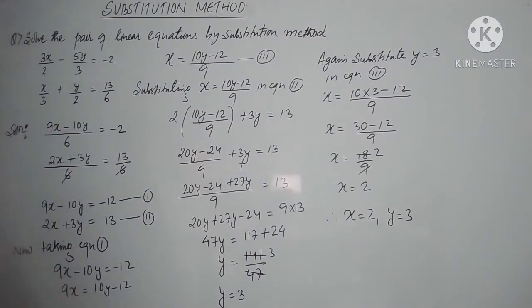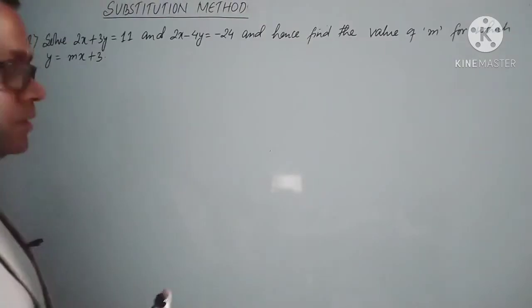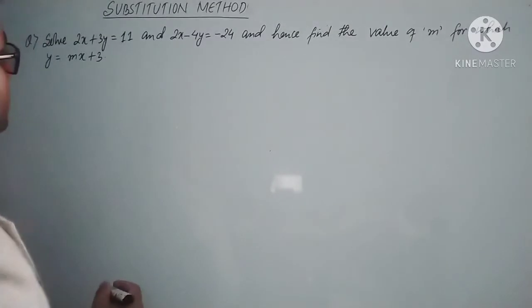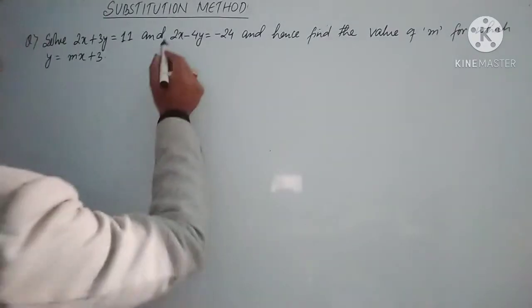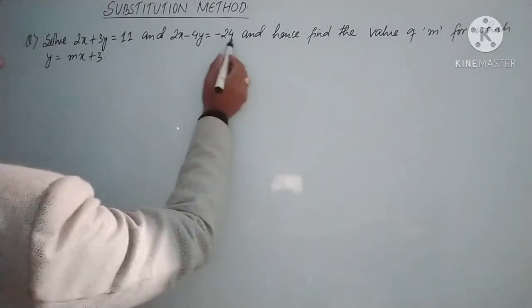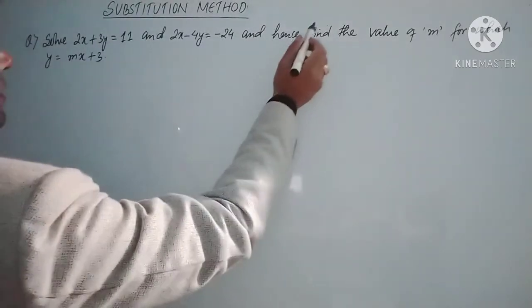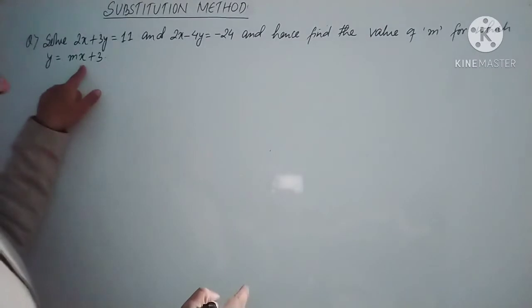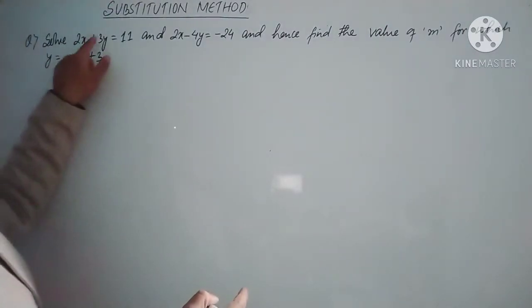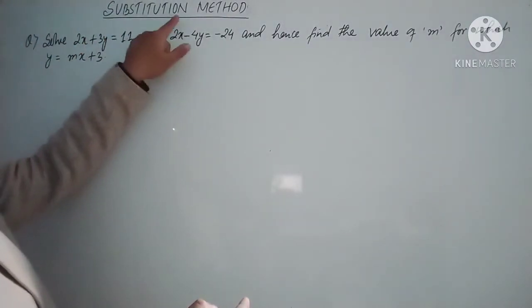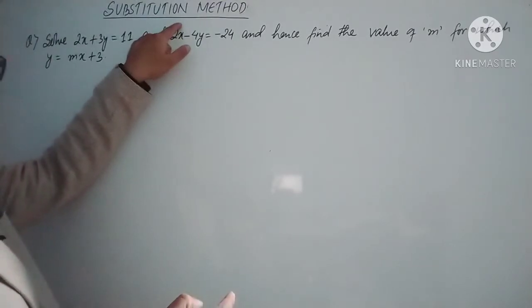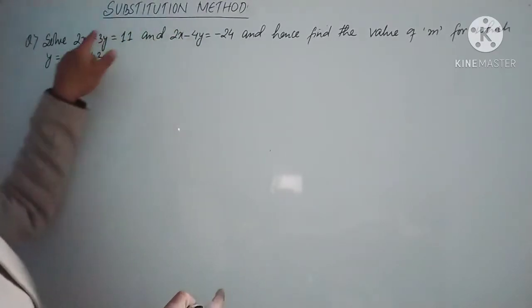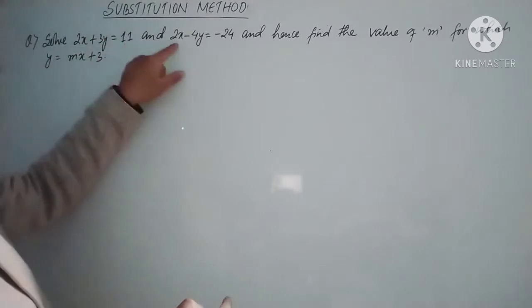Now next question. The next question is: solve 2x plus 3y equals 11 and 2x minus 4y equals minus 24, and hence find the value of m for which y equals mx plus 3. So first we have to calculate the values of x and y by using the substitution method.